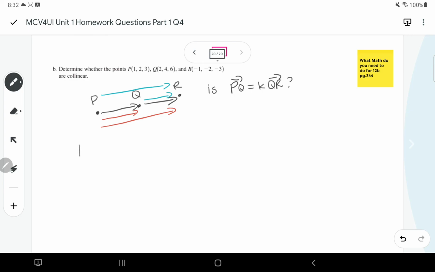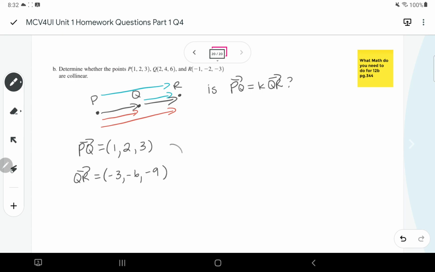So I'm going to find vector PQ, just by subtracting the end minus the start. So 2 minus 1 is 1, 4 minus 2 is 2, and 6 minus 3 is 3. And then vector QR, -1 minus 2 is -3, -2 minus 4 is -6, and -3 minus 6 is -9.